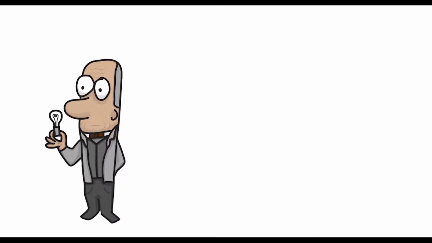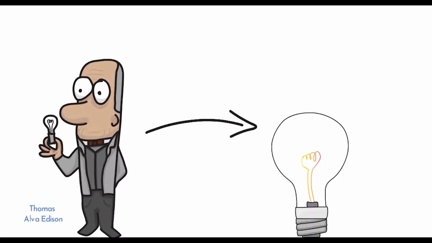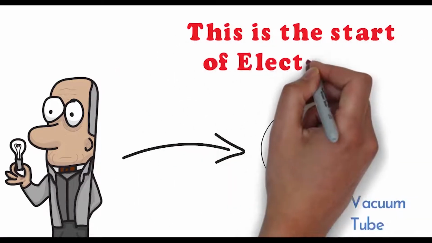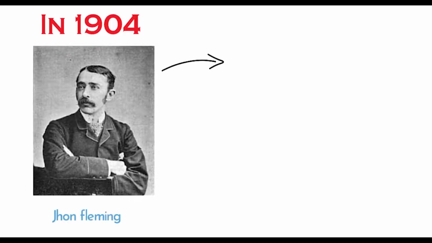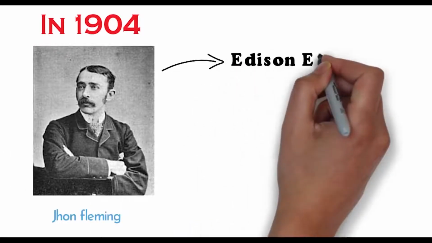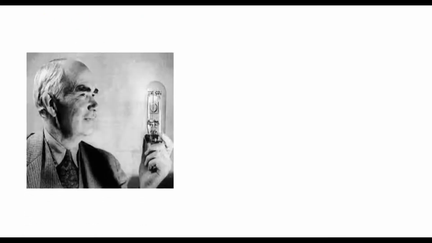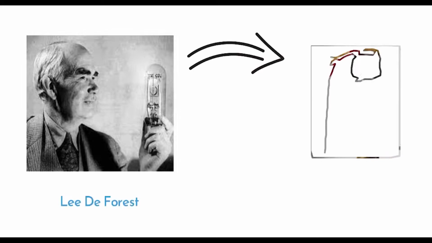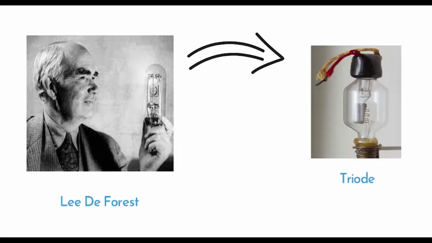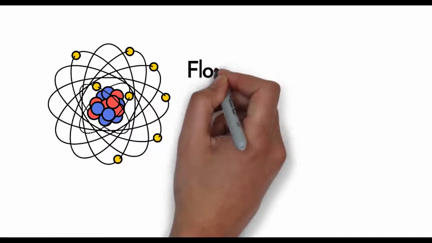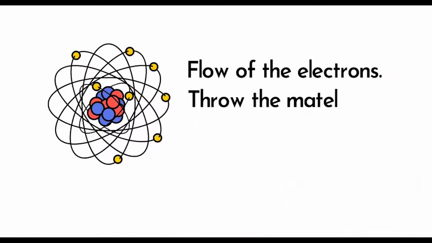In 1883, Thomas Alva Edison discovered the vacuum tube. This is the start of electronics. You can say this is the birthday. In 1904, John Fleming applied this Edison effect and discovered the diode. And this angry man is Lee De Forest, who discovered the three-element tube. It's called a triode. These devices are used to control the flow of electrons.